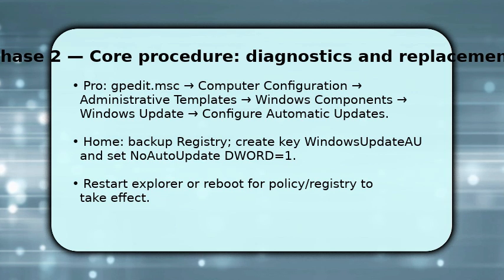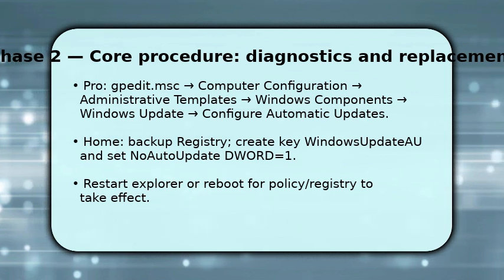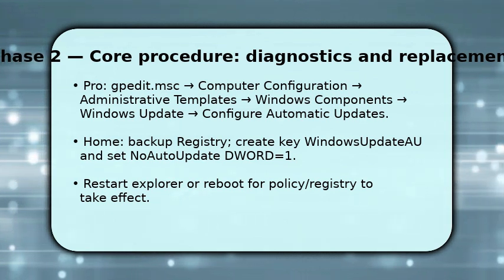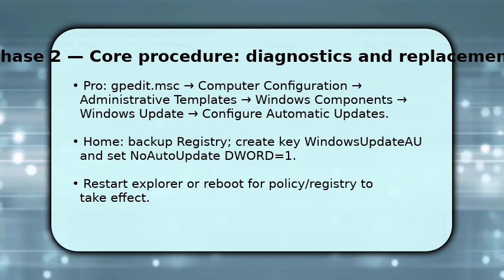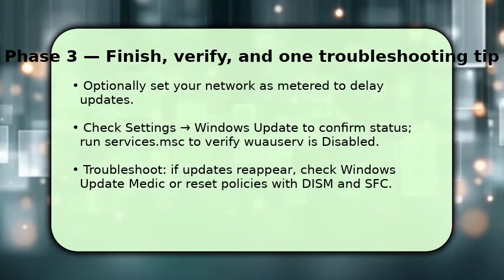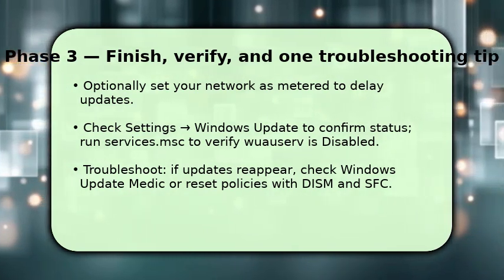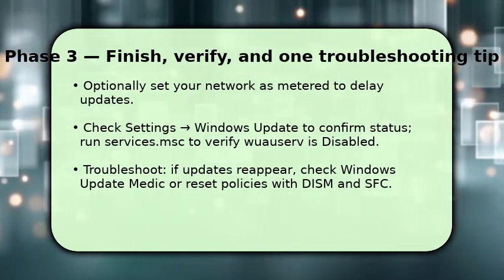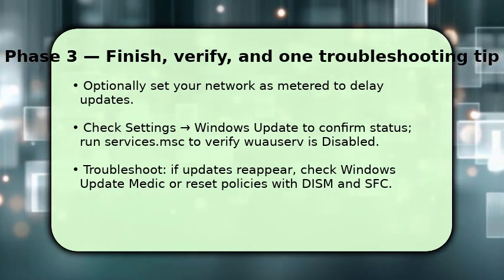You finish by reinforcing and verifying the block. Set your active network to metered in settings to reduce update attempts. Then open Settings > Windows Update to confirm it shows no active automatic installs. Reopen services.msc and confirm Windows Update is disabled.